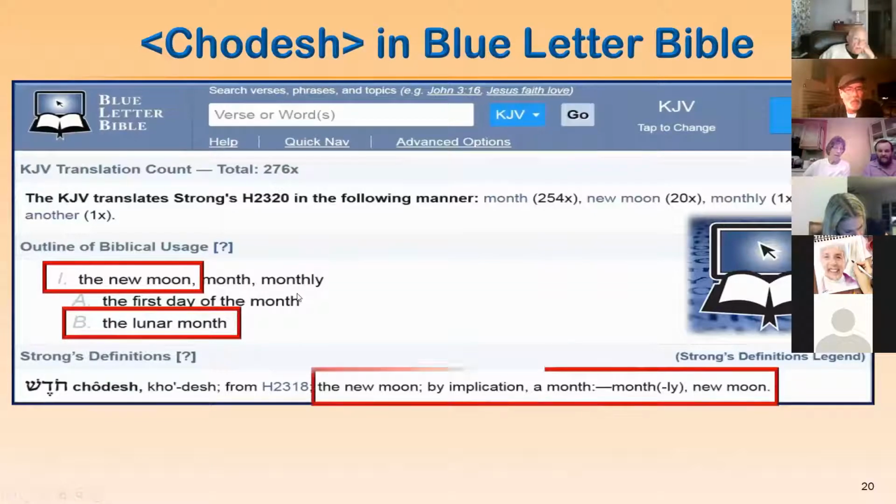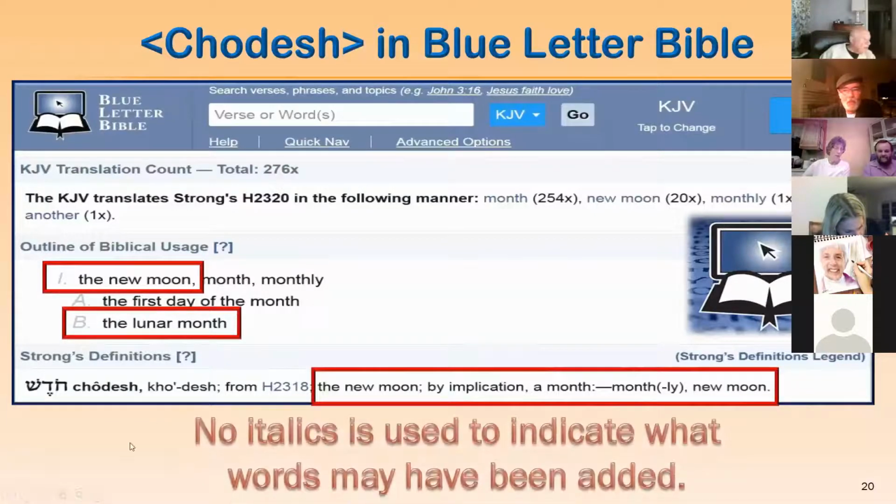And then down here, it actually has Kodesh. It said this is the actual definitions from Strong's. It says it's from 2318. We already did this. It says the new moon, by implication, a month. Then it says monthly. Then it says new moon again. And there's no italics here. See that, Tim? It doesn't give you any italics to indicate what words might have been added. This is in the Blue Letter Bible.